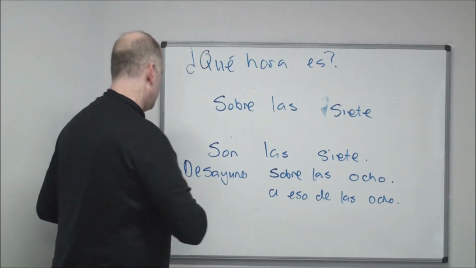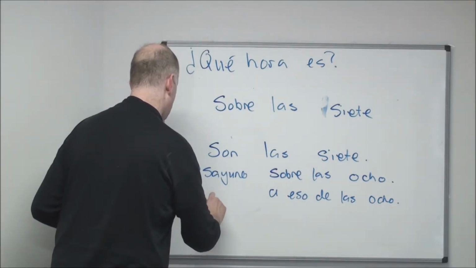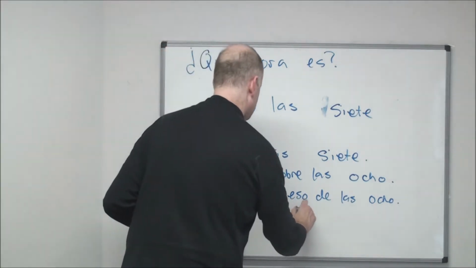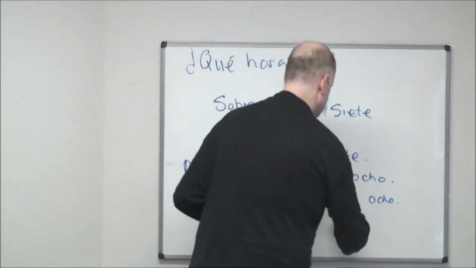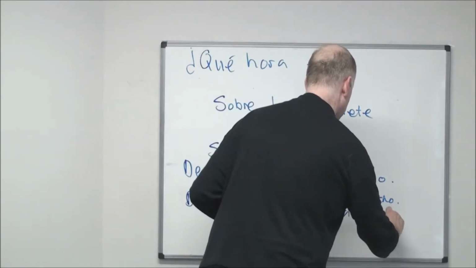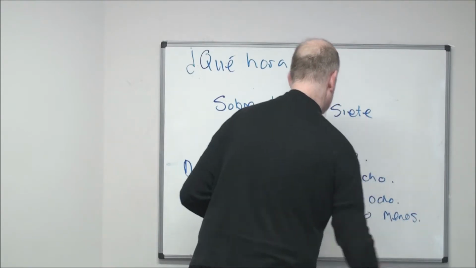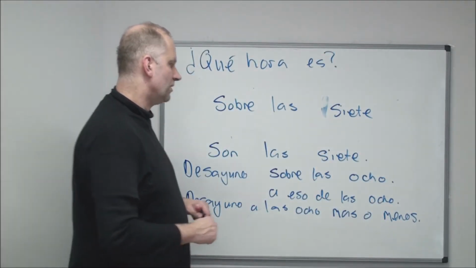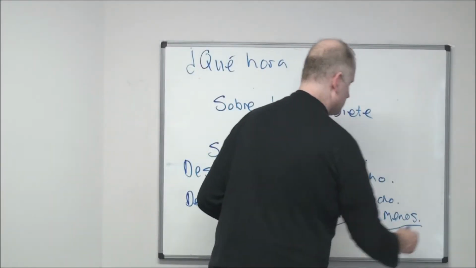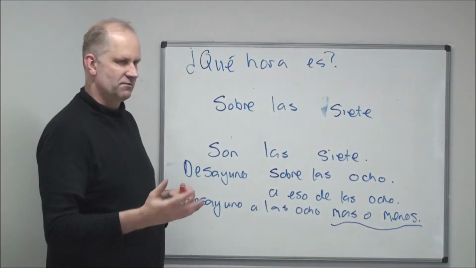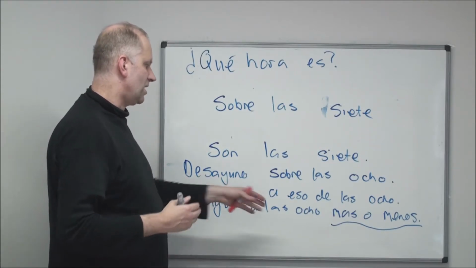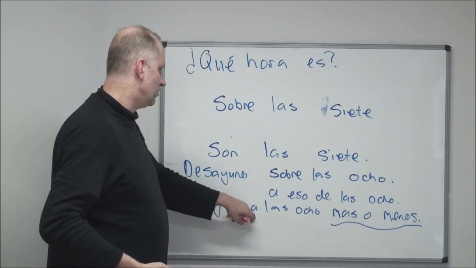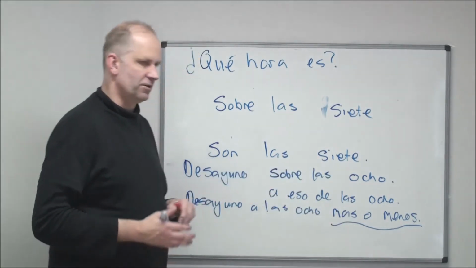Another way of saying it would be desayuno a las 8 and then more or less, más o menos. So I have breakfast at 8 o'clock more or less. When you're using more or less, it means the same as a roundabout, but it comes after the time. You don't say desayuno más o menos a las 8, it's desayuno and the time, and then más o menos at the end.